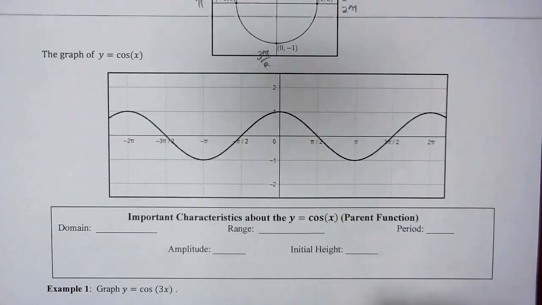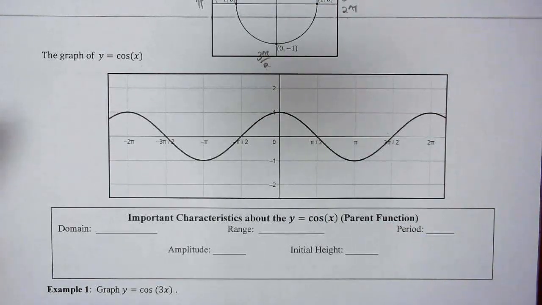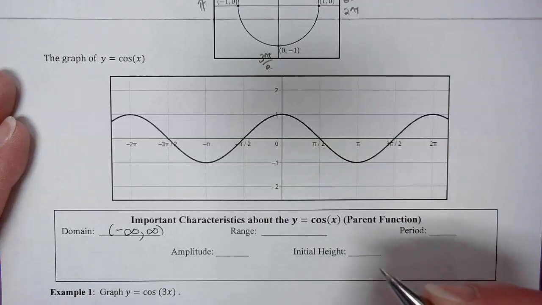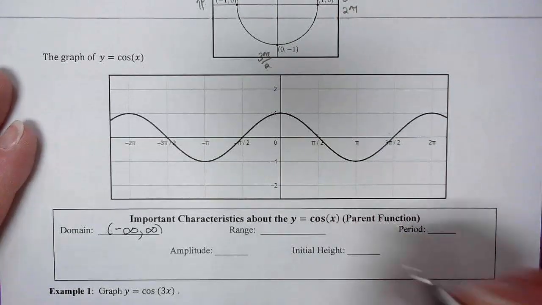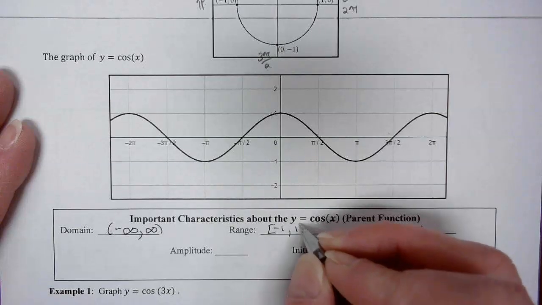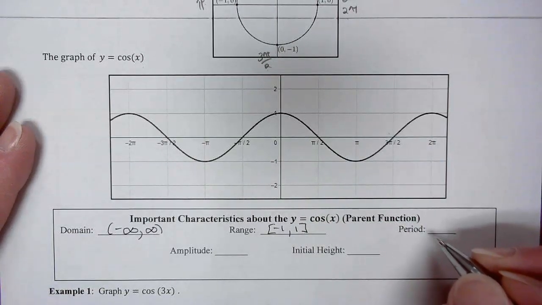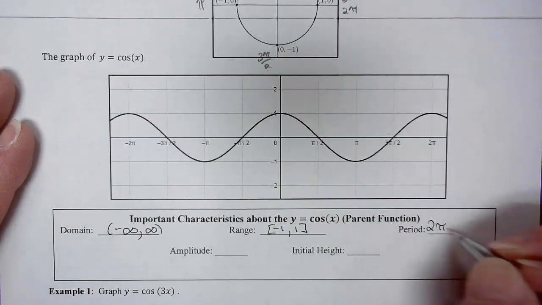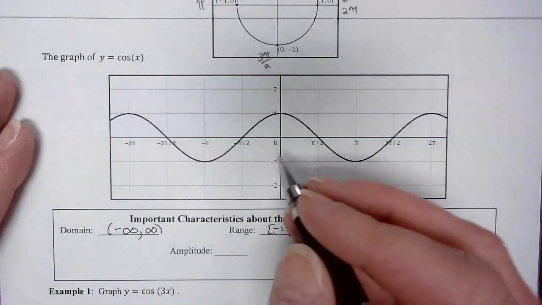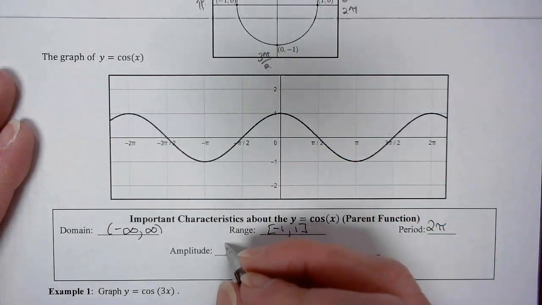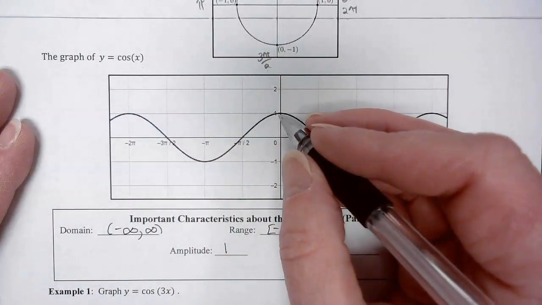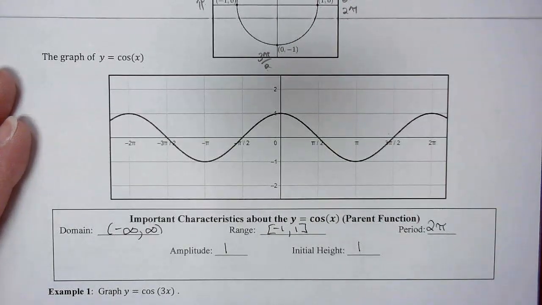Now the domain. This is a periodic function. It keeps repeating itself. So our domain is going to be all real numbers, or -infinity to infinity. What about the range? Well, it's still only going between -1 and 1. The period, how long does it take to repeat itself? Again, 2 pi. Our amplitude, so if I'm going from -1 to 1, my amplitude is 1. The initial height, this one starts at 1. And that's really important.